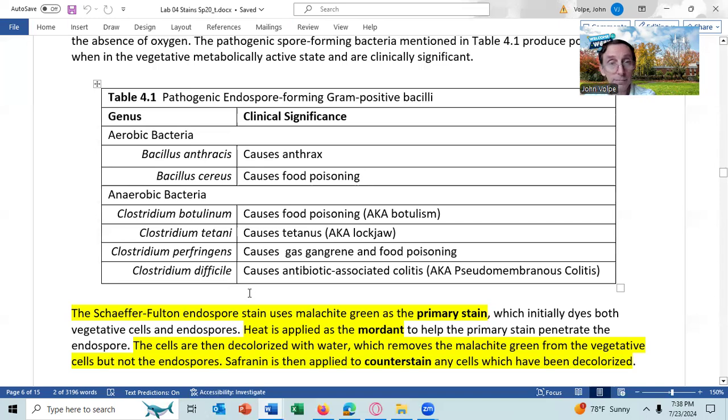Any question about endospore forming bacteria?